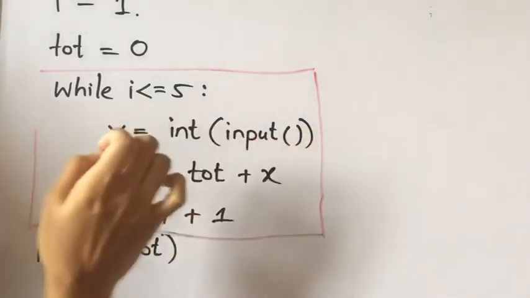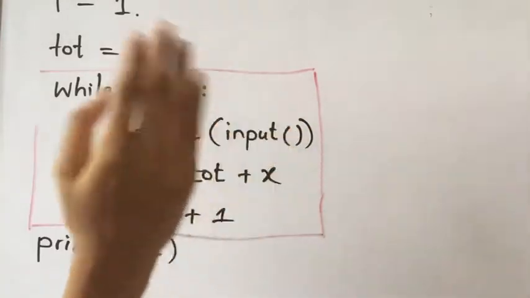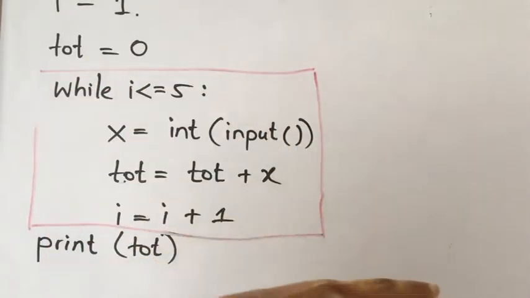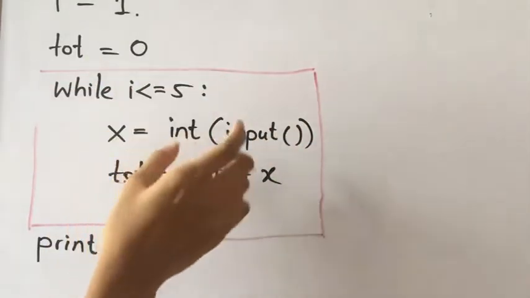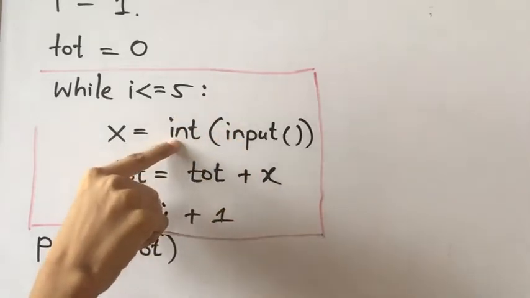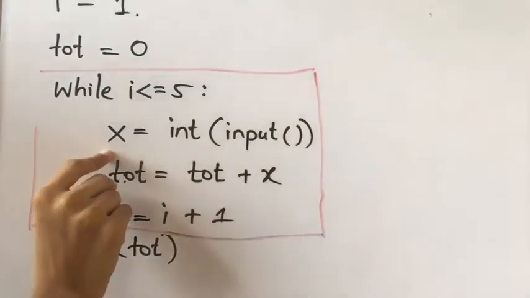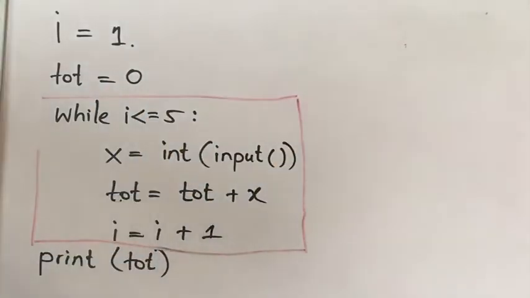You know what input means? The input means the code will pause there and wait for a user input. So when the user types something, it will convert that value to an integer. That is what this int means, and then it will store it to this x. Okay, so let's see how it happens.